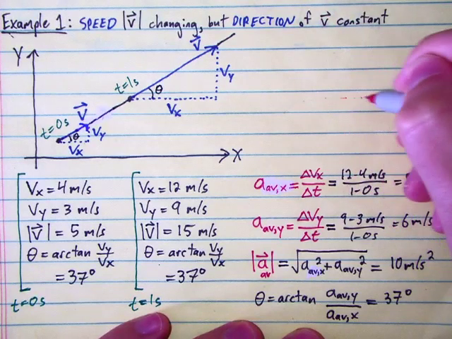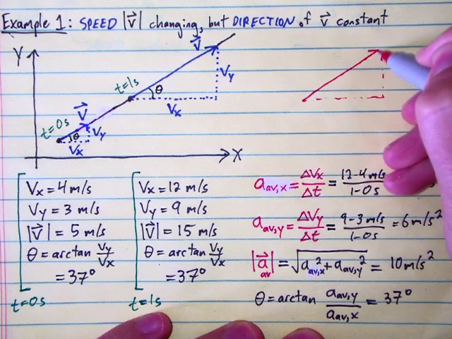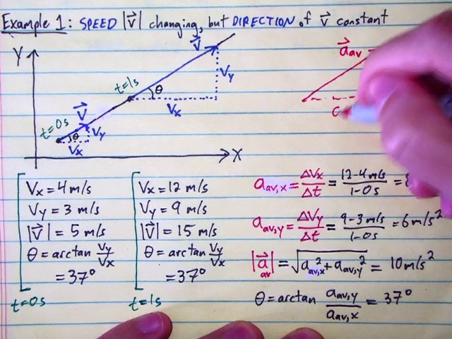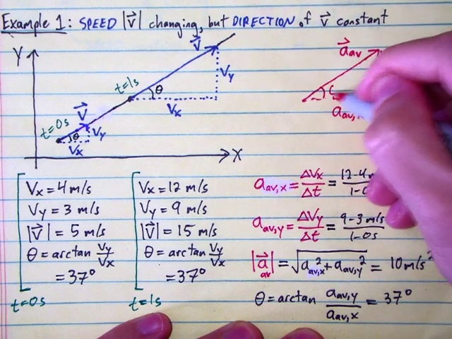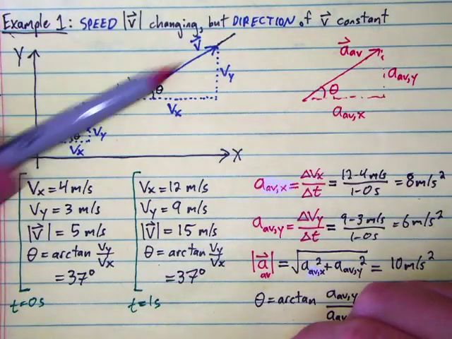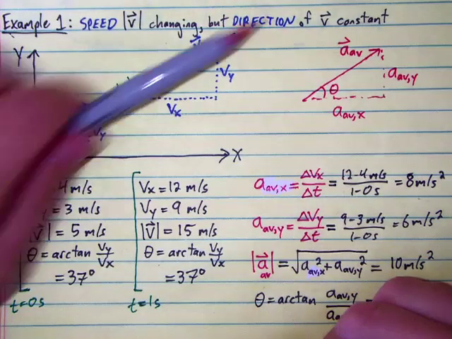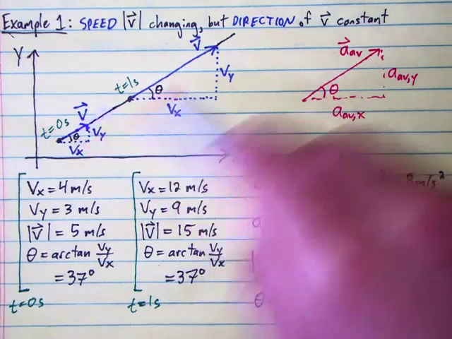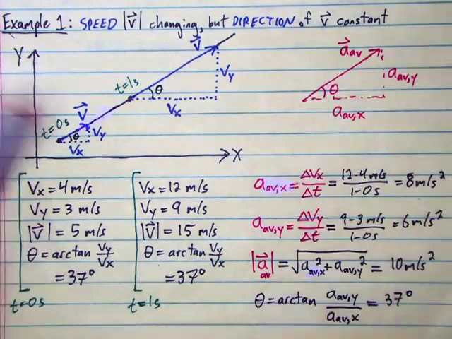If we draw in our average acceleration, the x component is 8, y component is 6, so 8 and 6, we should find that our average acceleration vector is parallel to our velocities, parallel to our path. If we're moving in a straight line, the acceleration is going to be parallel to that line, just as the velocities are. And that angle, 37 degrees, we showed here is the same as this angle here, 37 degrees. They are parallel. Okay, that is speed changing, but direction staying the same.